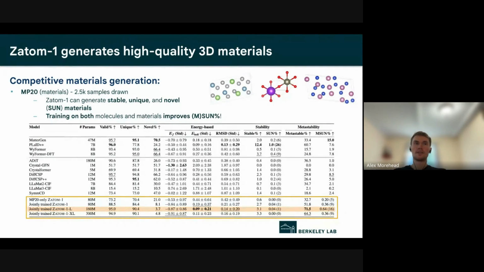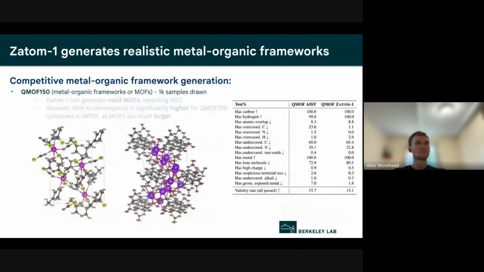So one thing we're interested in studying in future work is optimizing the training time for materials, to see if we can achieve better novelty rates by cutting off training earlier and maybe sacrificing some molecule generation performance. But overall, we see that Zatom1 in its current state, despite the low novelty rates, is still capable of generating metastable, unique, and novel materials, as well as a handful of stable, unique, and novel materials, which we think are pretty exciting results. So that's just finishing up.